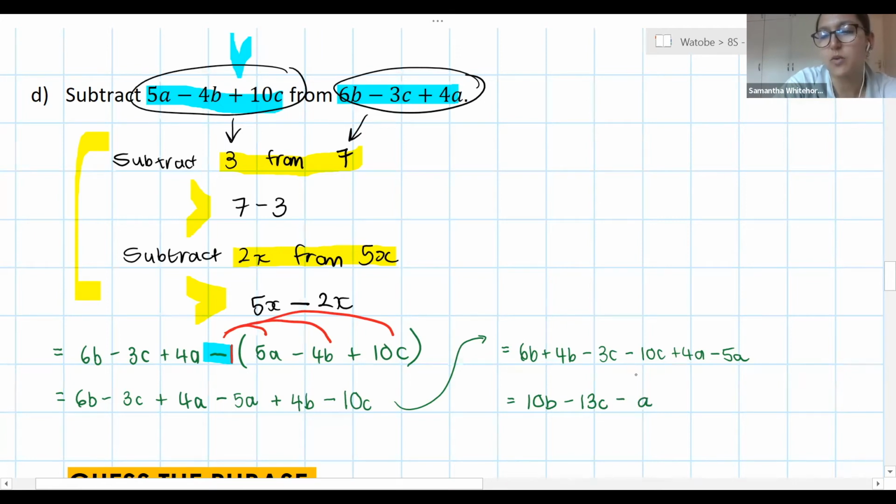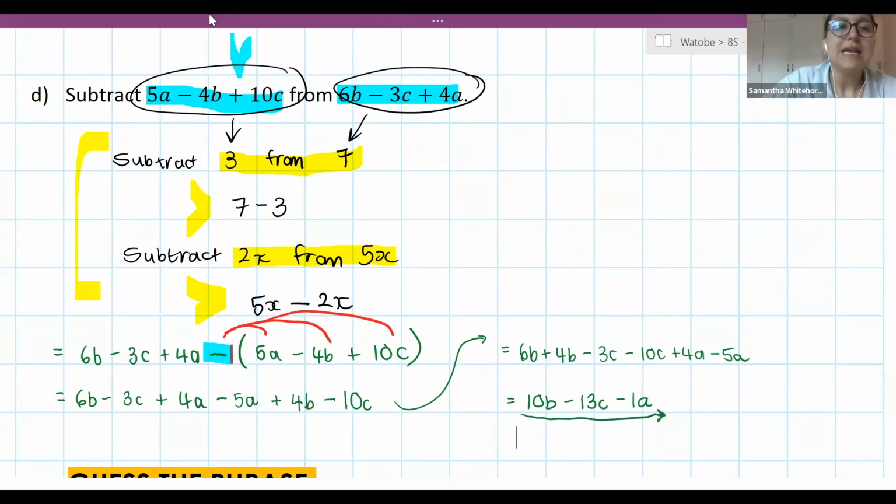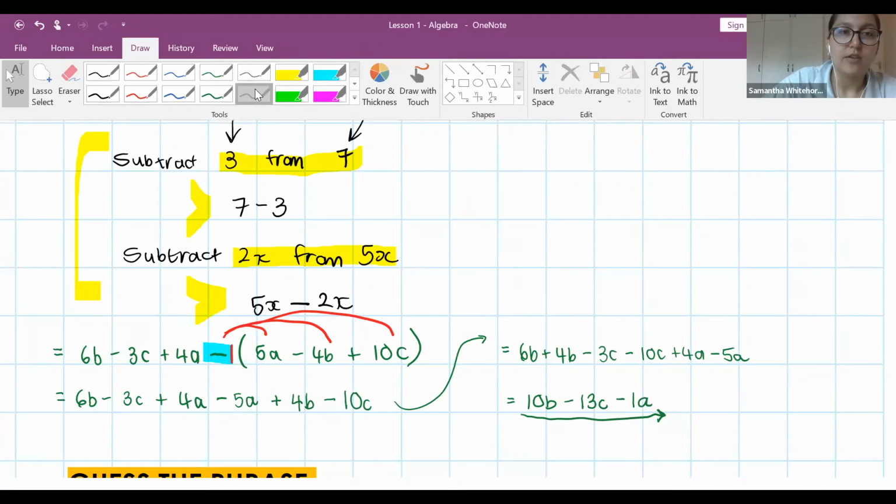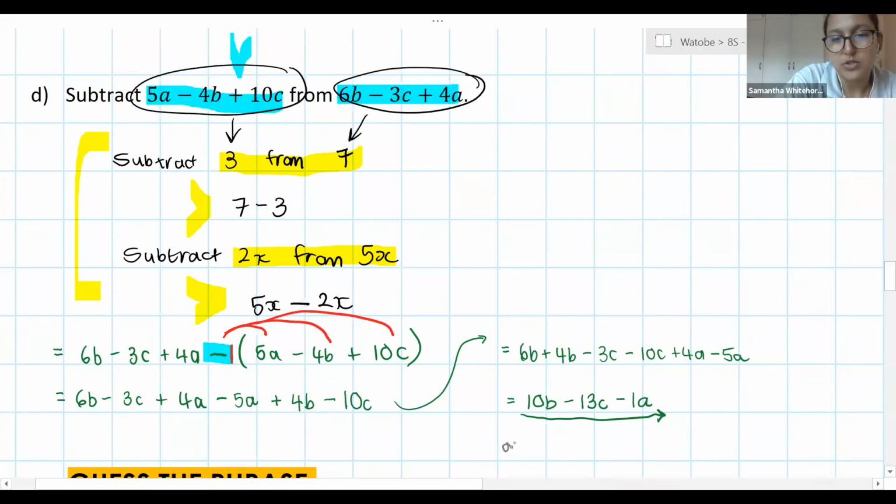If you don't want to write the 1 there, that's cool. We don't have to put the 1, but you're more than welcome to. And that, oh, that was great. And that then is our simplified answer. Now, if you want to, you can write this in alphabetical order. So you can write this as -a plus 10b minus 13c, if you really feel that way. Often we do try to write our answers in alphabetical order. You don't have to, but we do sometimes.